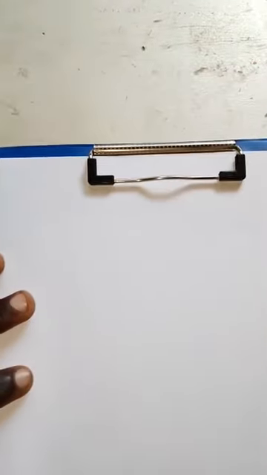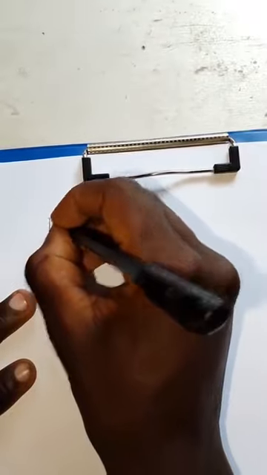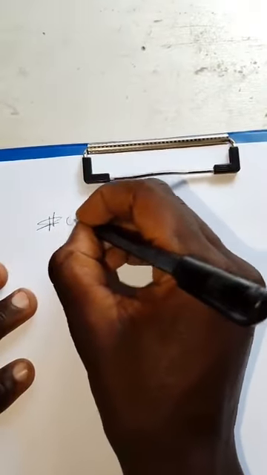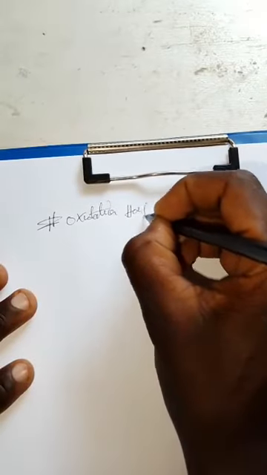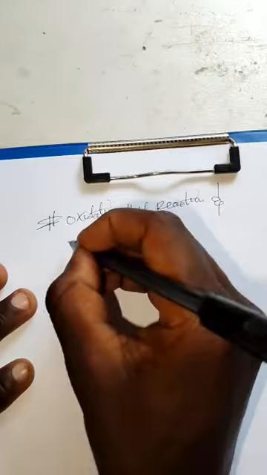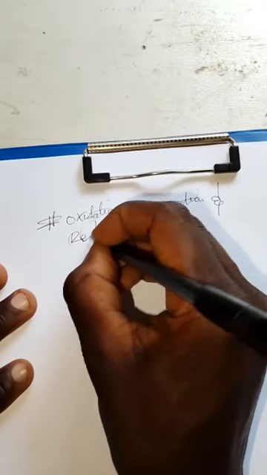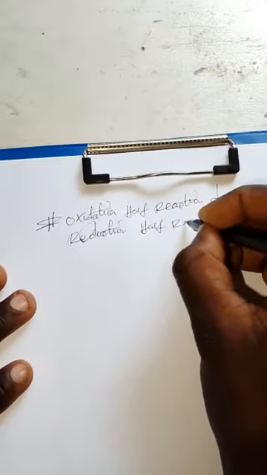So let's now see how we can come up with the half reactions, the oxidation half reaction and the reduction half reaction. We're looking at half reactions now. Oxidation half reaction and reduction half reaction.